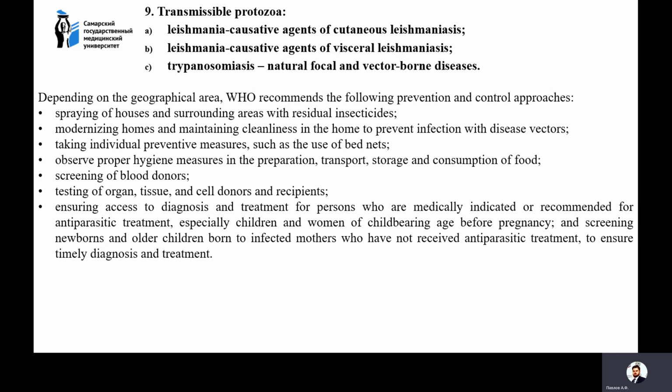Depending on the geographical area, the World Health Organization recommends the following prevention and control approaches. Spraying of houses and surrounding areas with residual insecticides, modernizing homes and maintaining cleanliness in the home to prevent infection with disease vectors.